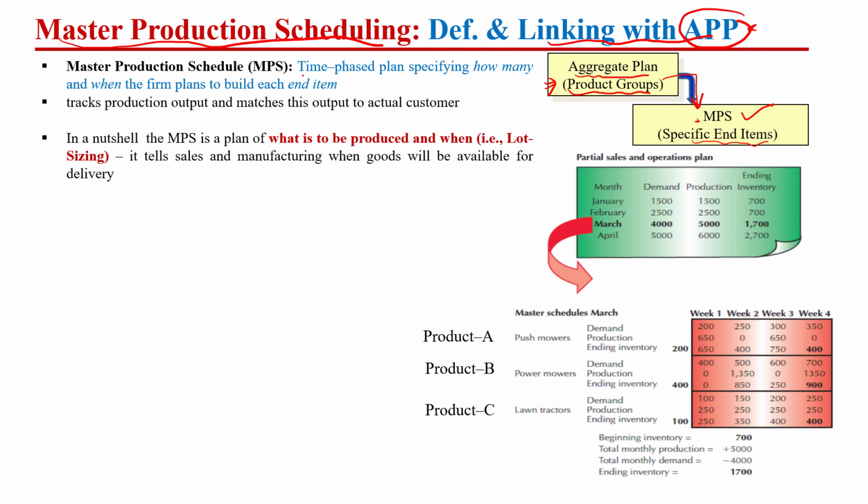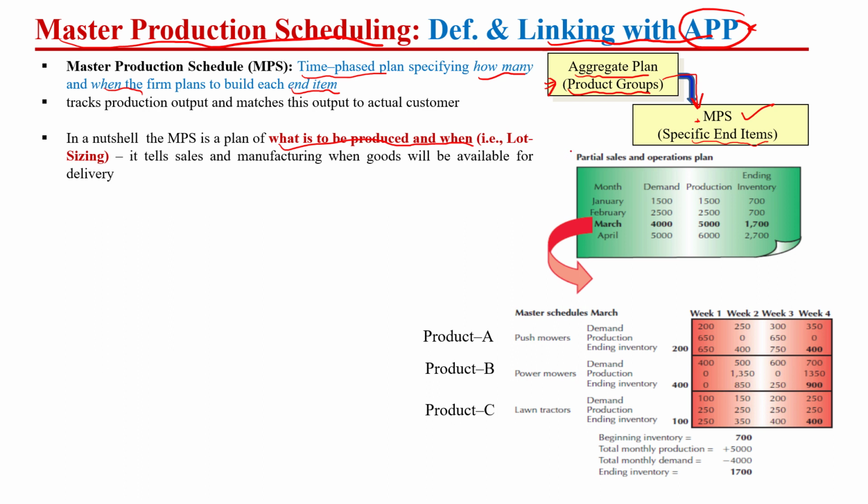So how can you define the master production schedule? It is basically a time-phased plan specifying how many and when the firm should produce a particular end product. In a nutshell, we can say the master production schedule is what is to be produced and when it is to be produced. We can call it a lot size, right?